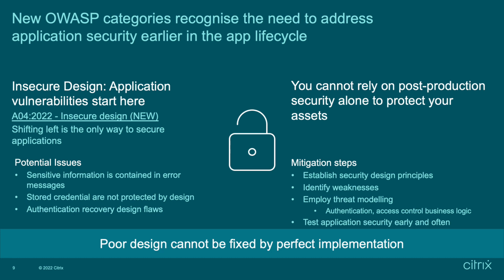OWASP suggests that you should work with application security professionals to identify your areas of weakness and then establish software design principles that tackle them. Build off of tried and tested secure design patterns and components. You should also employ threat modeling for authentication, access control, and business logic flows, and test everything along the way.